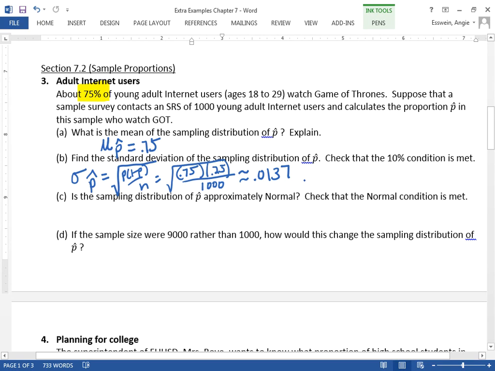So if we kept taking samples, the average distance away from 75% would be 1%. So it's not very far away. That's a pretty small standard deviation.